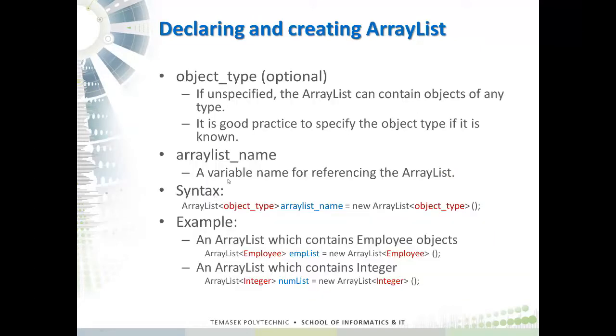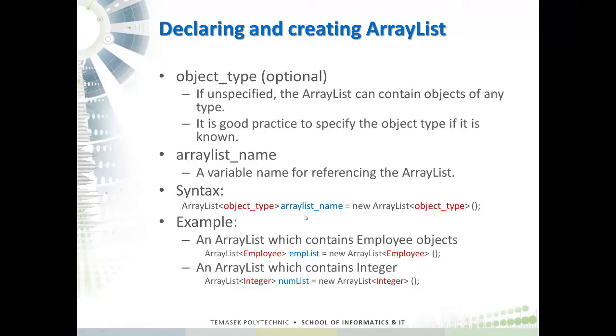Now declaring and creating array list. So the syntax goes array list, of course you have to import it, then the object type, and the name. I've told you what the name is for. It's for referencing.